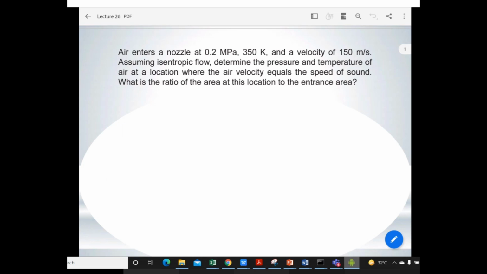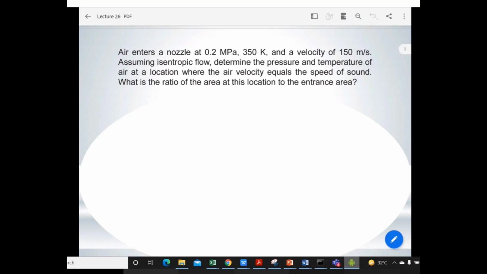Okay, so here is the problem statement. This is from your book, 17-58. Air enters a nozzle at 0.2 megapascal at 350 Kelvin, and the velocity is 150 meters per second. So assuming isentropic flow, determine the pressure and temperature of the air at a location where air velocity equals the speed of sound. Okay, so from this statement, you can easily figure out that we are interested in finding the P star and T star, because at that point the Mach number is equal to 1, or your air velocity equals the speed of sound.